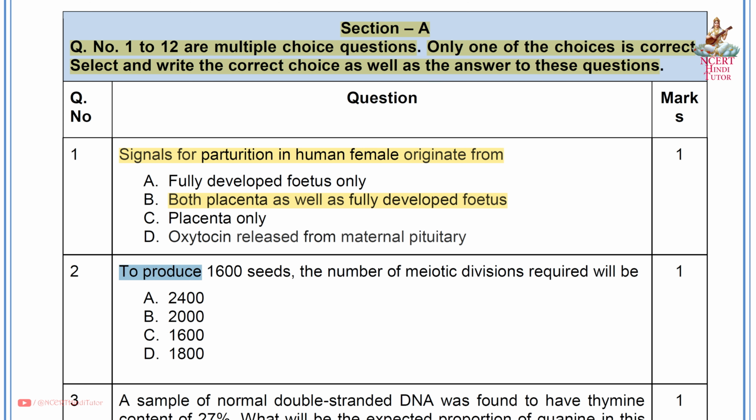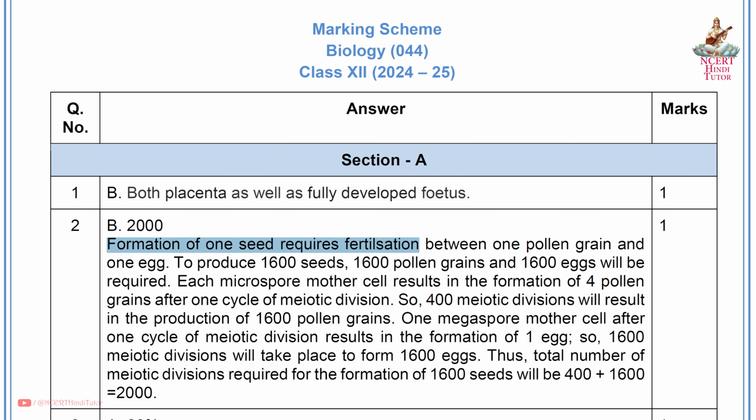Question 2. To produce 1600 seeds, the number of meiotic divisions required will be, answer B, 2000. Formation of one seed requires fertilization between one pollen grain and one egg. To produce 1600 seeds, 1600 pollen grains and 1600 eggs will be required. Each microspore mother cell results in the formation of 4 pollen grains after one cycle of meiotic division. So, 400 meiotic divisions will result in the production of 1600 pollen grains.